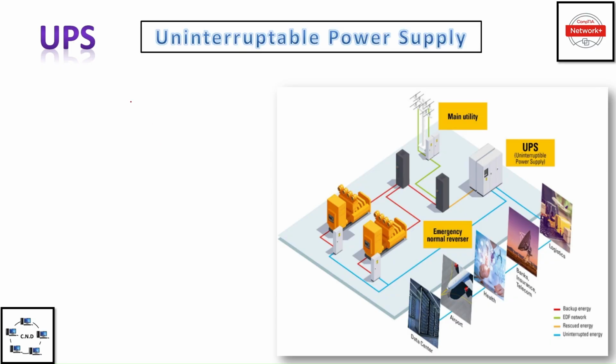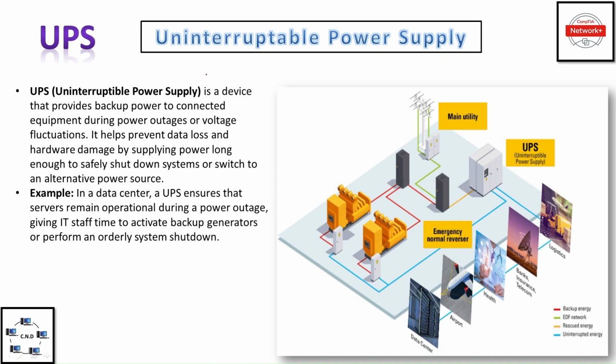UPS, that is uninterruptible power supply. UPS is a device that provides backup power to connected equipment during power outages or voltage fluctuations. It helps prevent data loss and hardware damage by supplying power long enough to safely shut down the system or switch to an alternative power source such as generators. Example, in a data center, UPS ensures that servers remain operational during a power outage, giving IT staff time to activate backup generators or perform an orderly system shutdown.